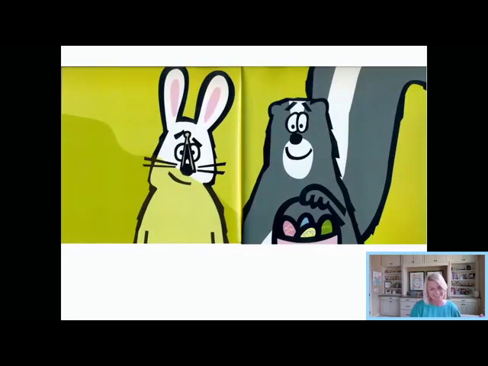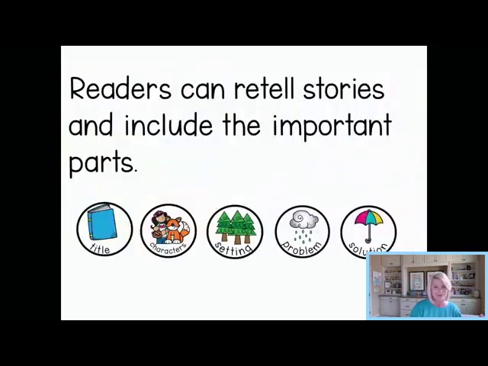Oh my goodness, look at that. Look at Easter Bunny. So let's think about this. We said that readers can retell stories and include the important parts. So let's talk about this together, right? What was the title of the story? Yes, The Easter Bunny's Assistant.